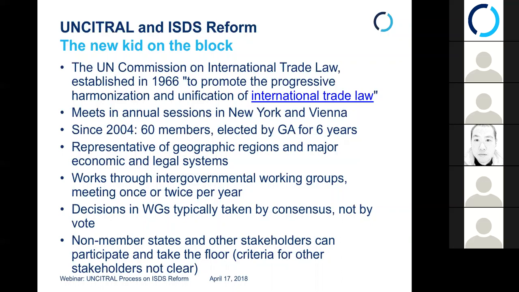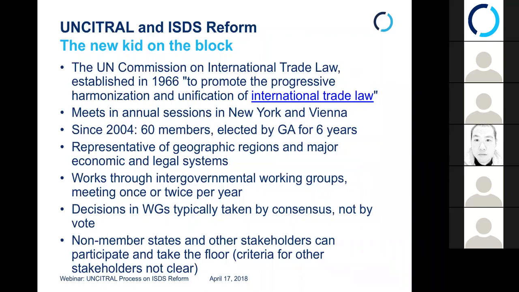And since 2004, the commission counts 60 members who are elected by the General Assembly for 6 years. And before that, we had a smaller group of countries that constituted the commission. The commission is representative of geographic regions and major economic and legal systems. And this is very important because it shows that developing and emerging economies can have a quite important role in this setting.